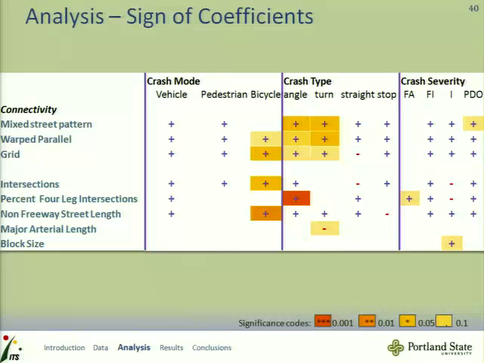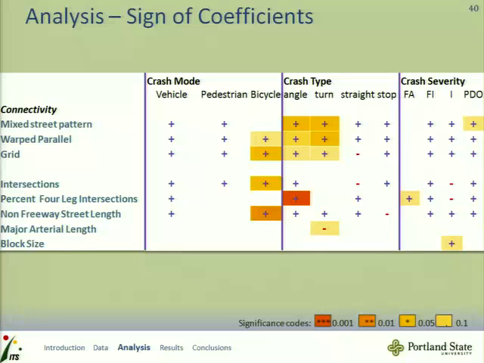Angle and turn crashes turned up significant for all of these types compared to loops and lollipops. Kind of makes sense because as you get away from loops and lollipops, you have more opportunities for that type of crash to happen. The mixed street pattern, for some reason, was significant for the property damage only. Not sure I can say much there.